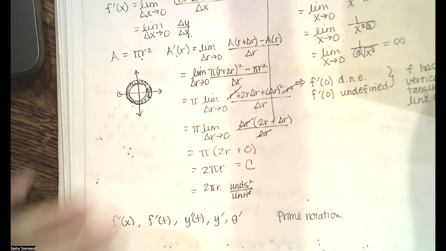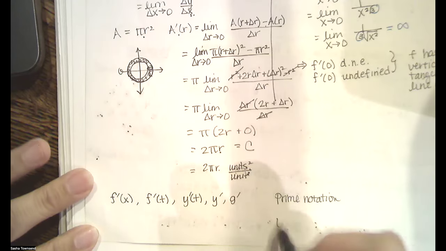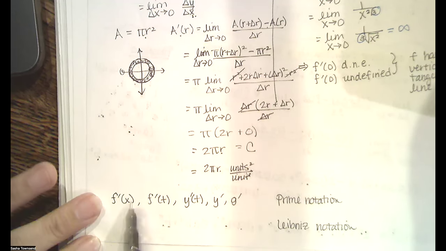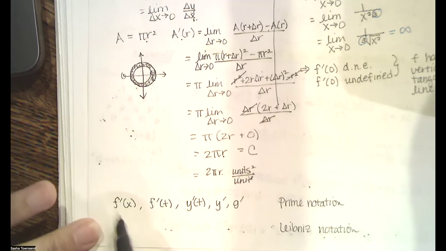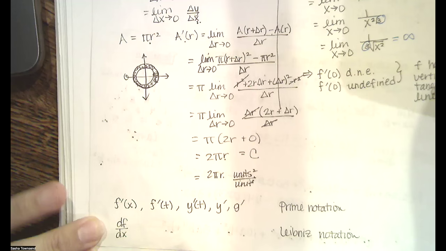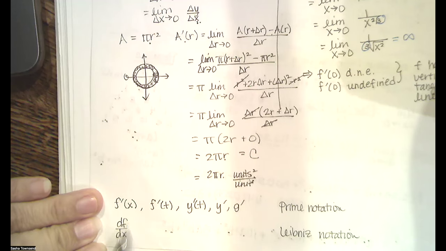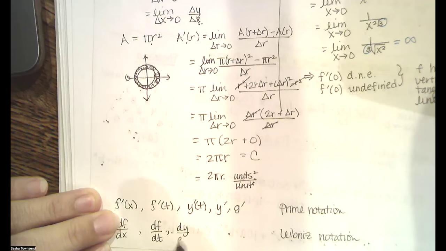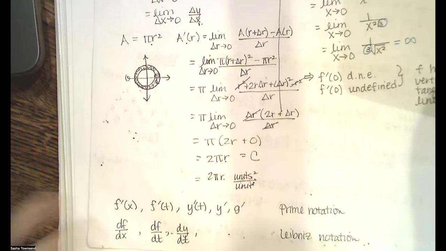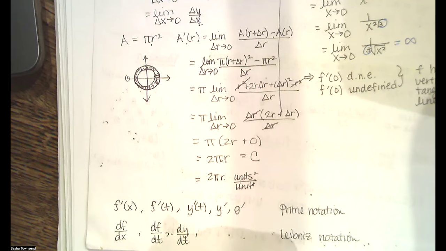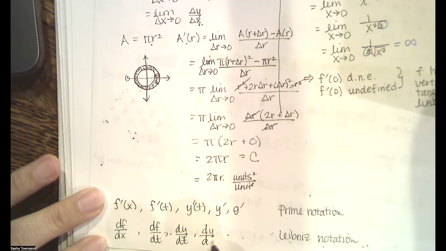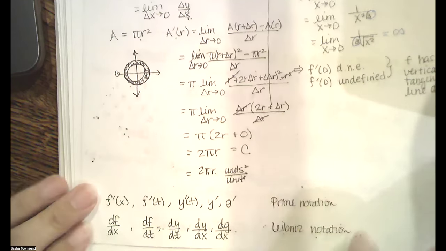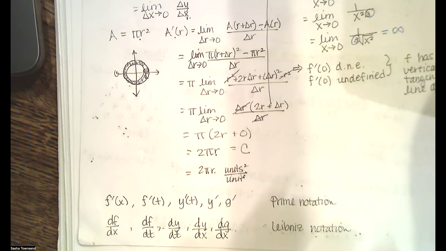And we can also use what's called Leibniz notation. I like Leibniz notation a lot because it shows you the independent variable, even if it isn't stated explicitly like it is in these expressions. So we might write df dx here. That's the change in f with respect to x, the instantaneous change in f with respect to x. This is df dt. This is dy dt. Y prime, well, it really depends what the independent variable is. You can usually tell from context. That might be dy dx. G prime is dg dx or dg dt, depending on what the independent variable is. Those are all first derivatives, and that's Leibniz notation.